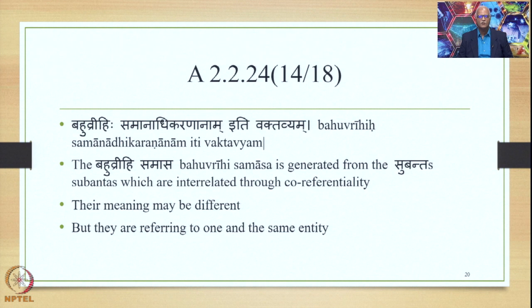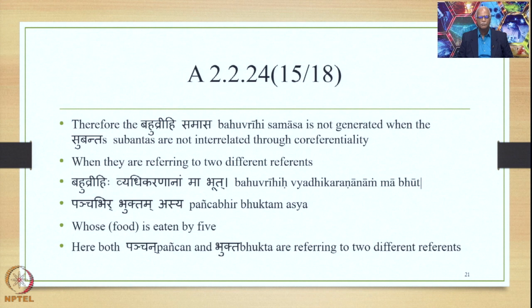Now, there is a statement in the tradition which says that bahuvrīhi samānādhikaraṇānām iti vaktavyam. What it means is that the bahuvrīhi samasa is generated from the subantas which are interrelated through coreferentiality. Now, their meaning may be different, but they are referring to one and the same entity. This is what the word samānādhikaraṇa stands for. Therefore, the bahuvrīhi samasa is not generated when the subantas are not interrelated through coreferentiality, when they are referring to two different referents. Vedhikaraṇānām bahuvrīhi mābhūt.